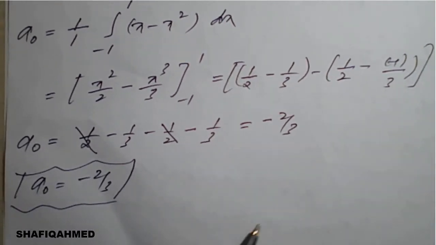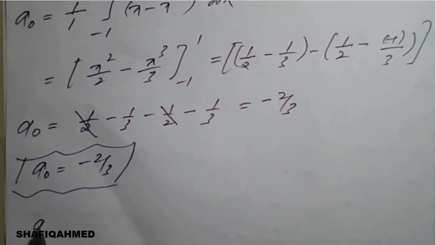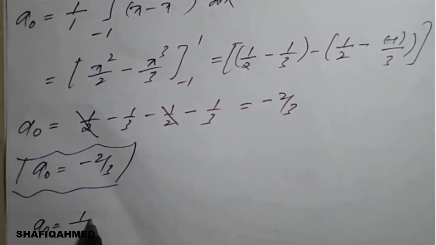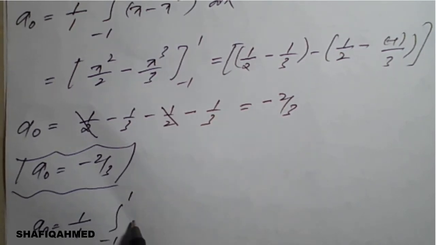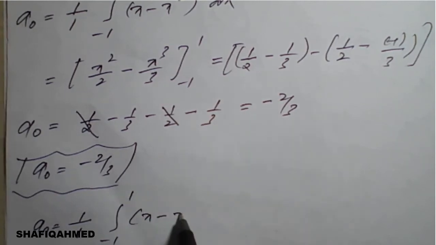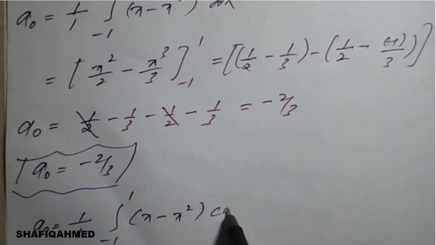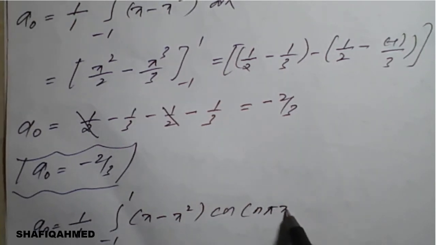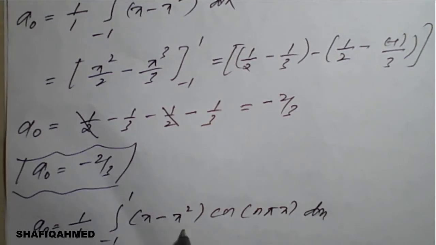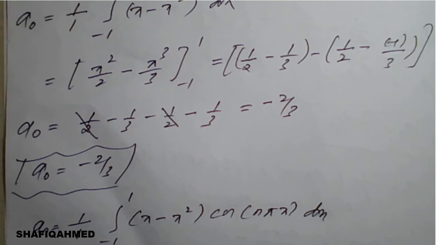Now we'll go for the a_n value. So a_n is nothing but 1 upon L, that is 1 upon 1, the integral from minus L to plus L, so it will become -1 to +1. So f of x is what here, it is x minus x square into cos of n pi x upon L, into dx. So we'll apply Bernoulli's formula. This is u and this is v. We'll see now what happens.